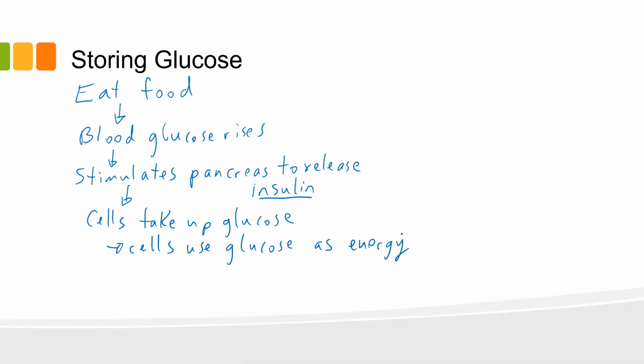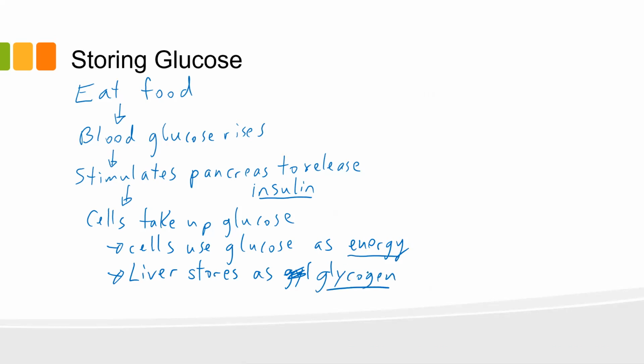There we go. But what else happens? Well, your liver is a major site of glucose storage. So your liver stores glucose as glycogen.